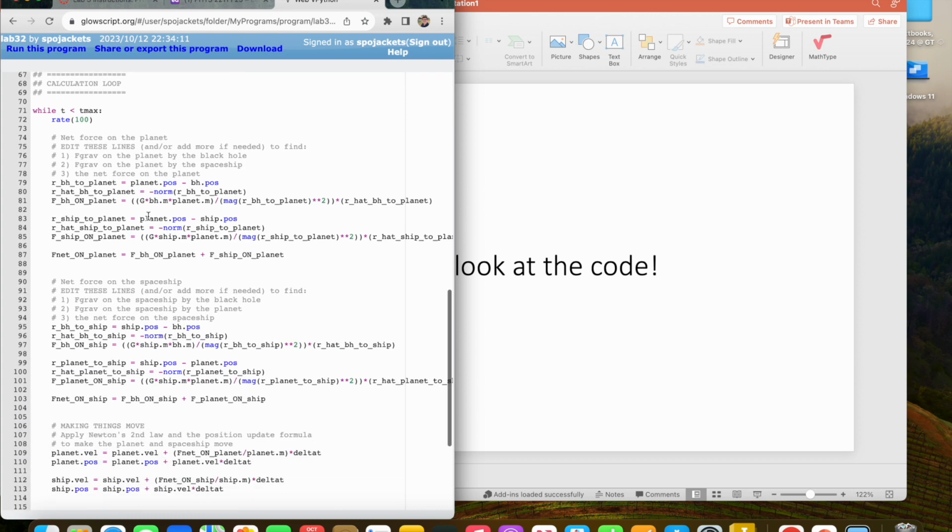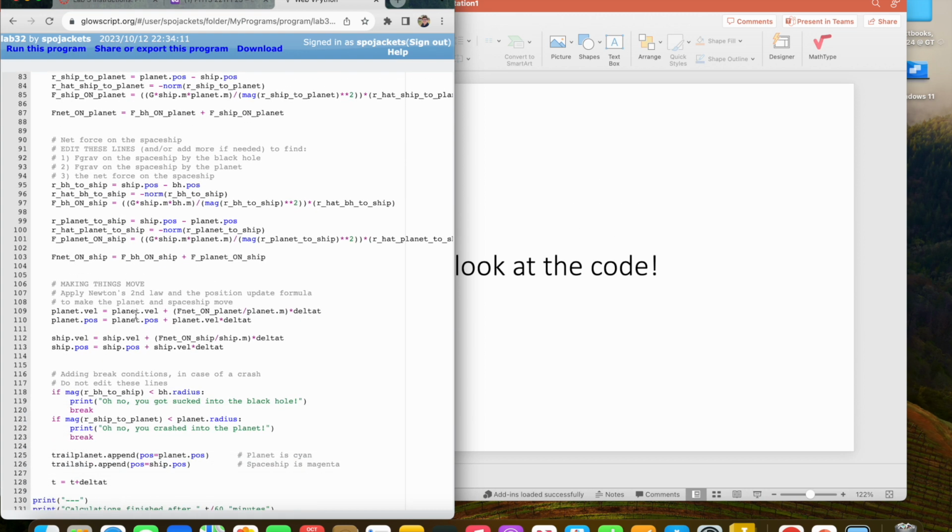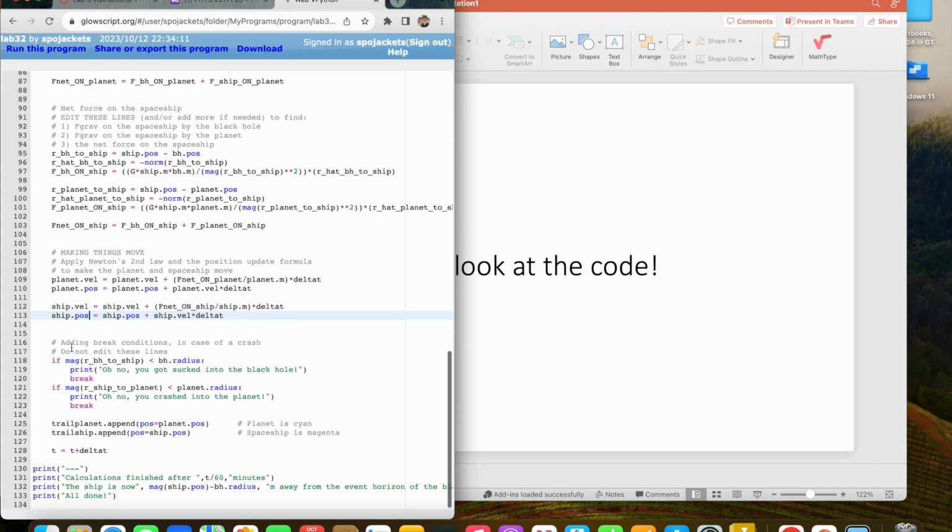And then these, it's just find the r vector, which would be your planet minus your black hole in this case, or for example, planet minus ship, or ship minus black hole, or ship minus planet. Then you find the normal vector, and then you apply the gravitational formula, and you get your force. And then the net force is the sum of those two forces. And that's the same for both of these here. And then we use the position and velocity update formulas right here to find our new velocity and position for both the planet and the ship.